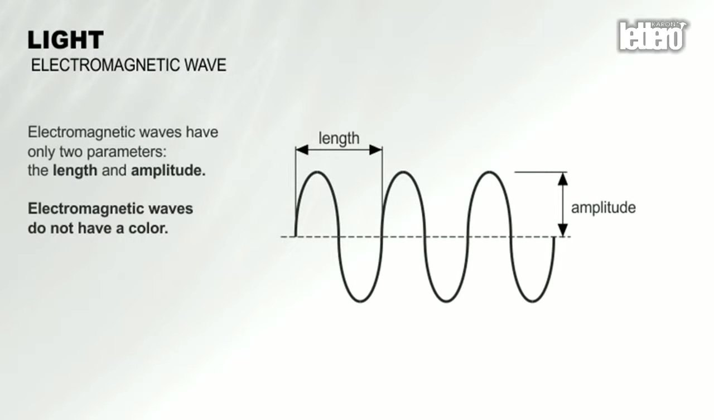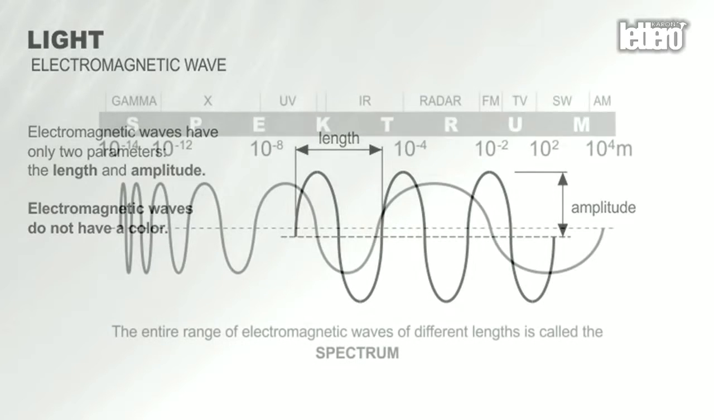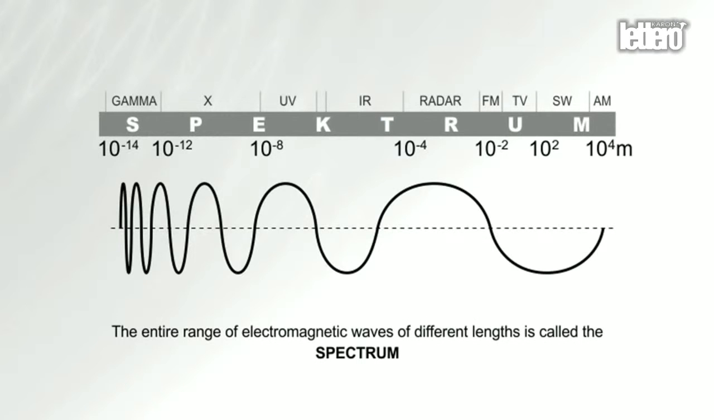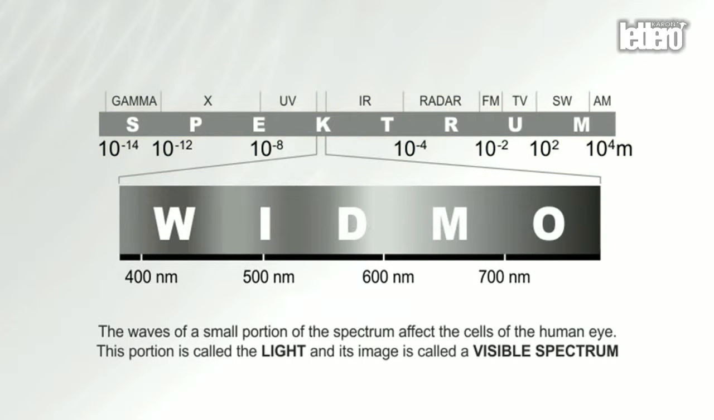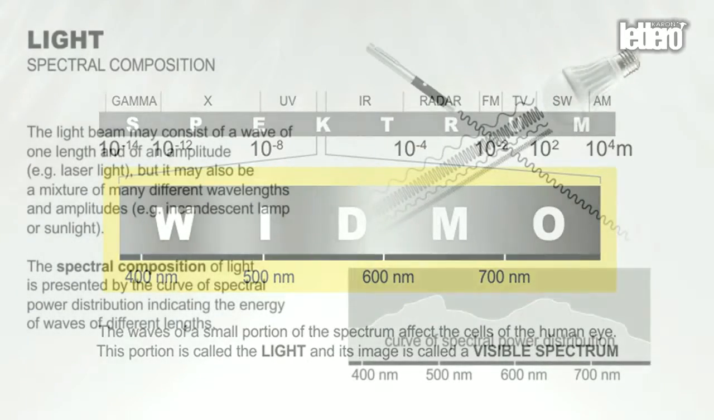Electromagnetic waves have only two parameters, length and amplitude. Electromagnetic waves do not have colour. The entire range of electromagnetic waves of different lengths is called the spectrum. Only the waves of a small fragment of the spectrum are perceived by the cells of the human eye. This portion is called light, and its image is called the visible spectrum.